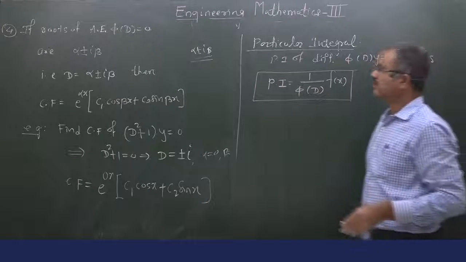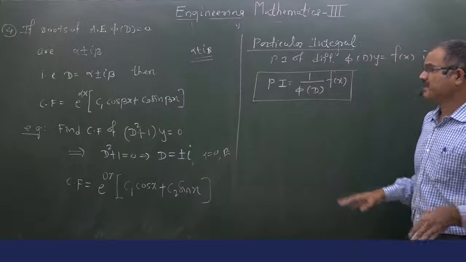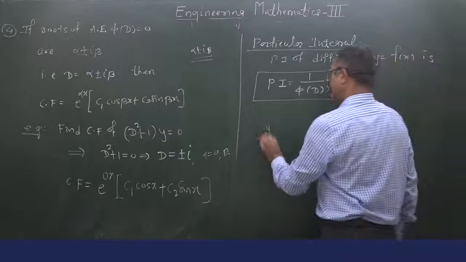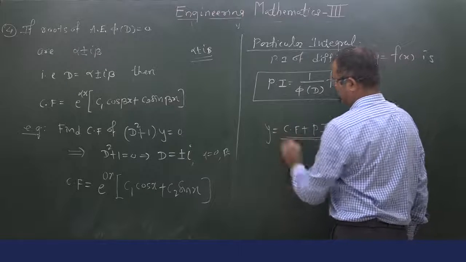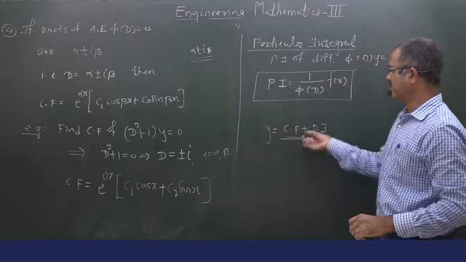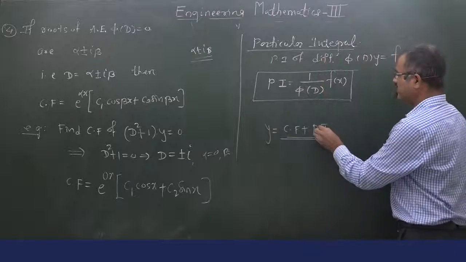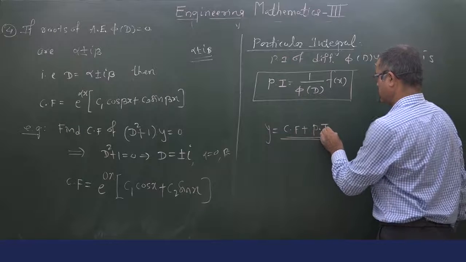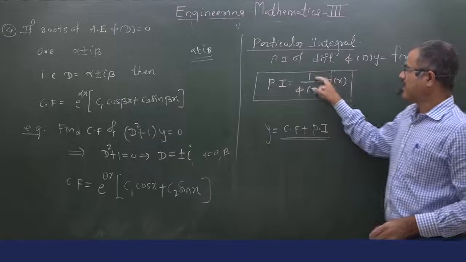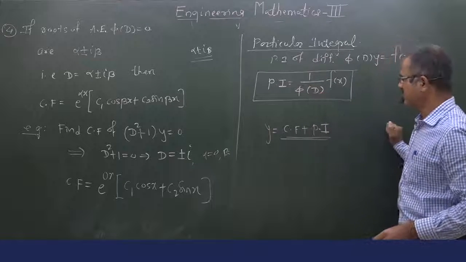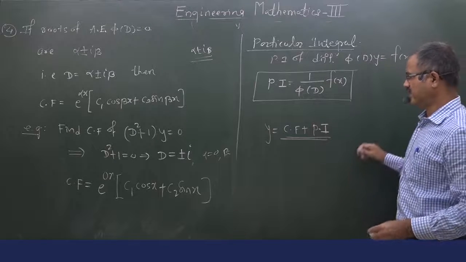Just as I said, the solution of phi of D y is equal to f of x is divided into two parts. The first part is the complementary function, the second part is the particular integral. In the complementary function, arbitrary constants are involved. In the particular integral, there is no arbitrary constant. With the help of this formula, where 1 upon phi of D is actually the inverse operator, we can calculate the particular integral of any differential equation.